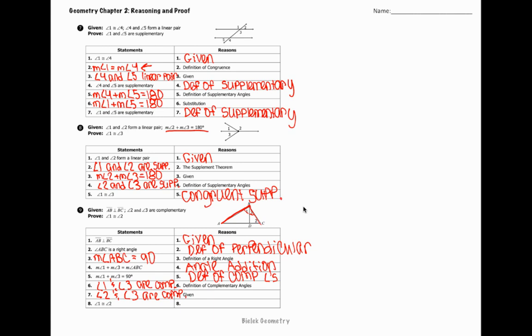So this is just like the proof in number 8. So notice how those last 3 lines are the same. It's just complementary instead of supplementary. So if you go back and look at those theorems, this one's the congruent complement instead of congruent supplement theorem. So if 1 is complementary to 3 and 2 is complementary to 3, then that means 1 and 2 are the same angle.